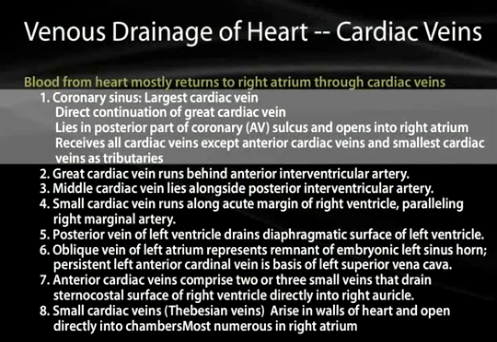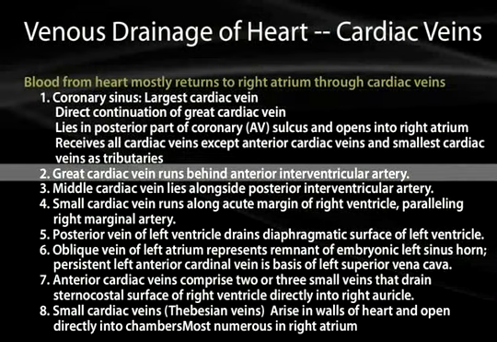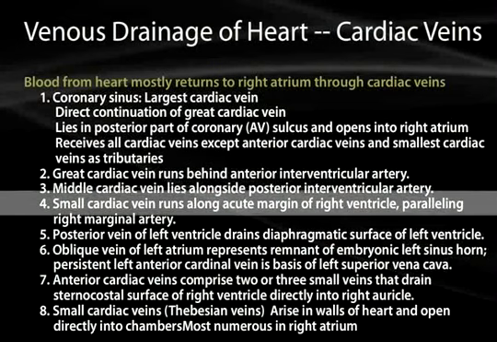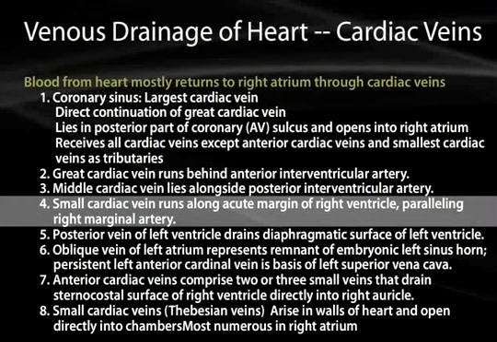and each major artery has an accompanying major vein. So the anterior interventricular artery has the great cardiac vein running behind it. The posterior interventricular artery has the middle cardiac vein alongside, and the small cardiac vein has the acute marginal right artery running along the right marginal surface.